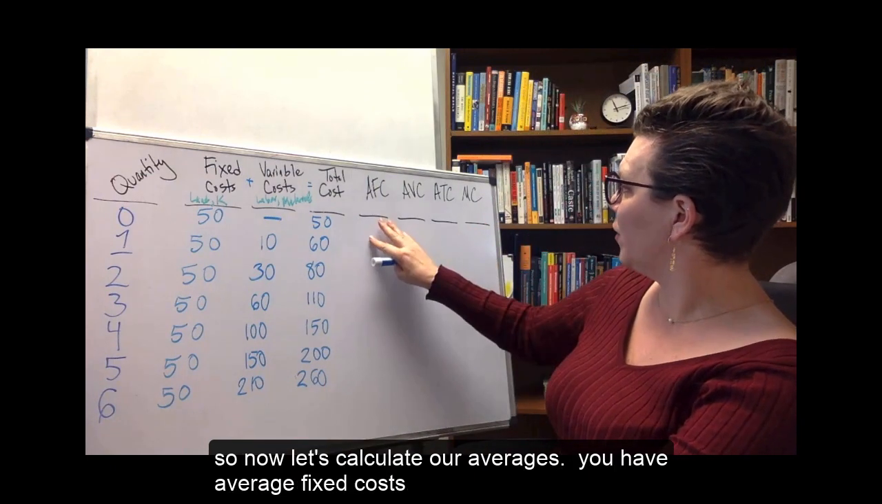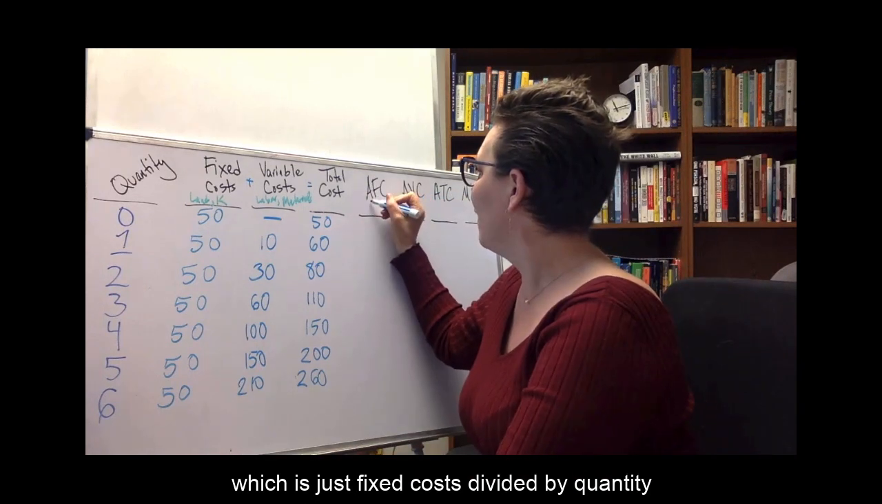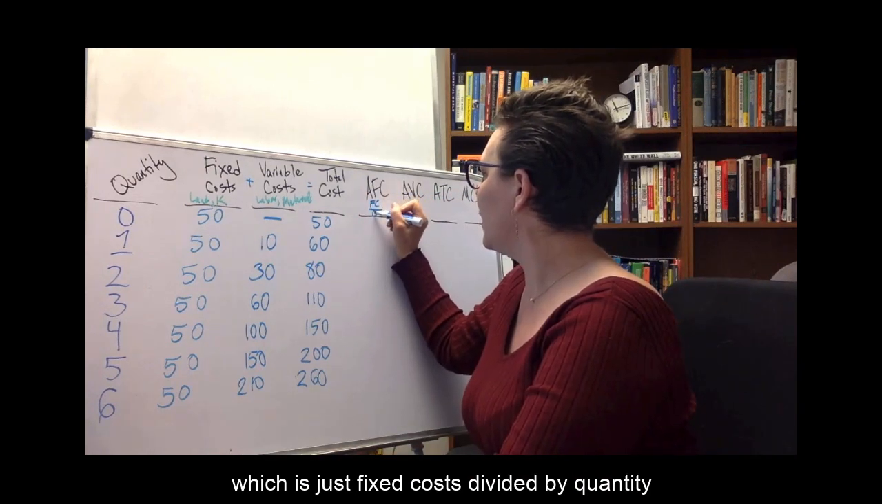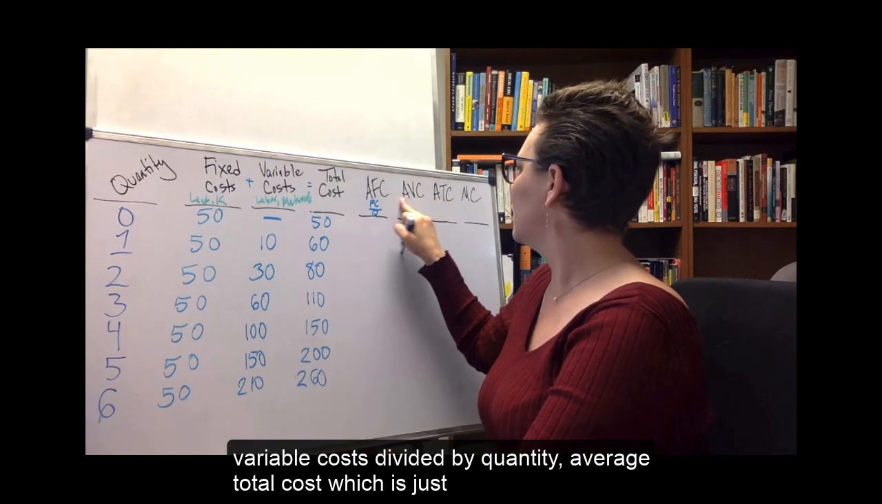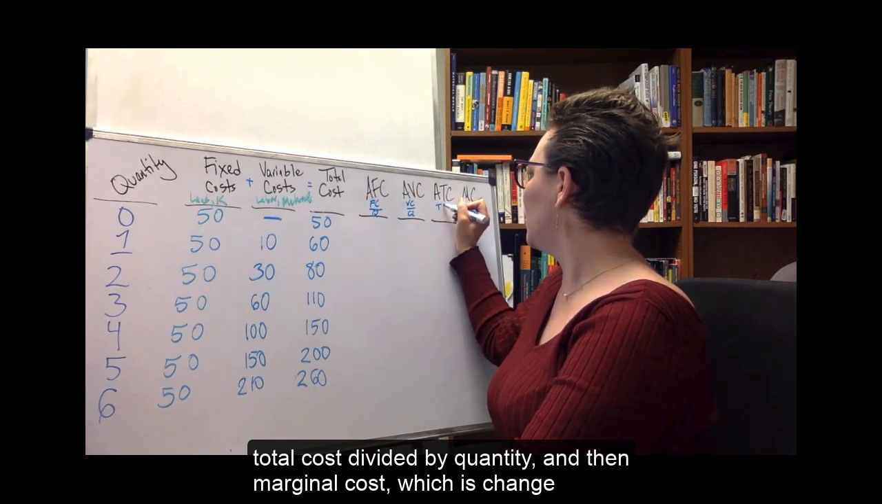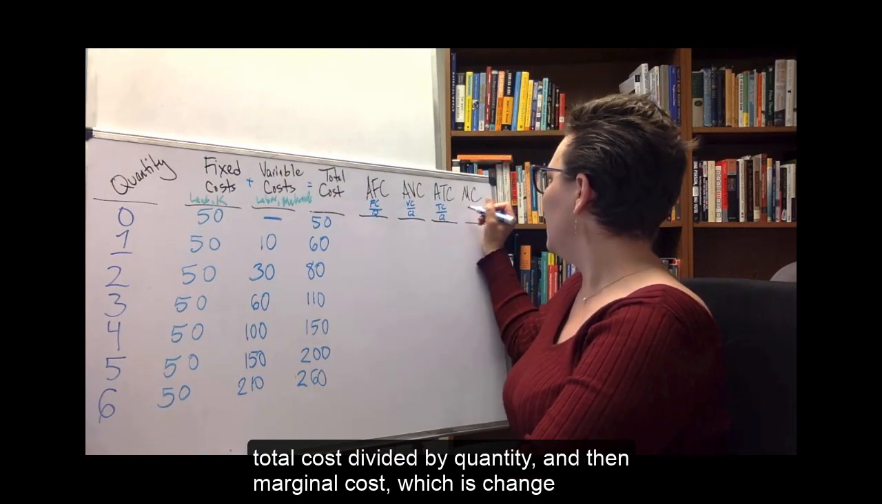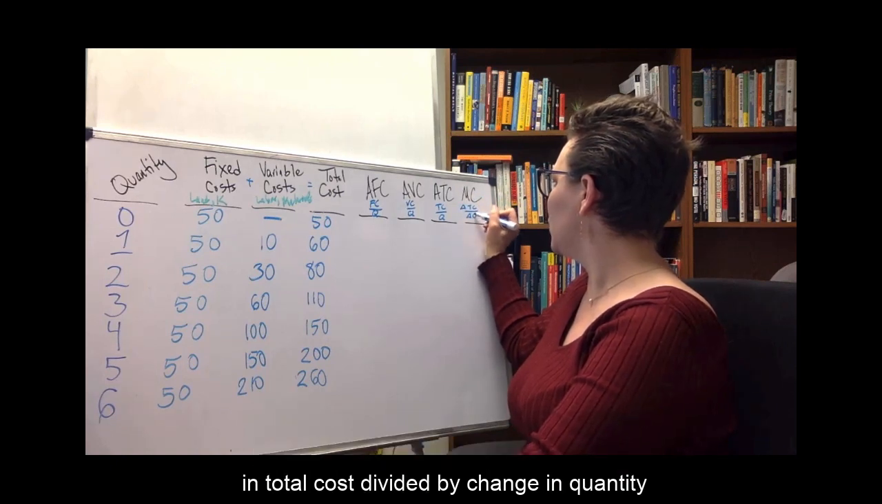So now let's calculate our averages. We have average fixed costs, which is just fixed costs divided by quantity. Average variable cost, which is just variable cost divided by quantity. Average total cost, which is total cost divided by quantity. And then marginal cost, which is change in total cost divided by change in quantity.